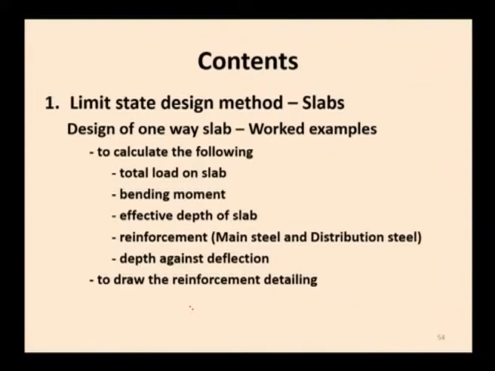Now, in this lecture, we are going to start designing one-way slab using certain worked examples. We are going to start with the total load on the slab. Using the total load and the effective span, we are going to find the bending moment, and using the bending moment we are going to find the effective depth of the slab, and also the reinforcement. In the case of one-way slab, there are two reinforcements, one is main steel, another one is distribution steel. Finally, we are going to check the depth of the slab against deflection, and also see the reinforcement detailing of the slab.